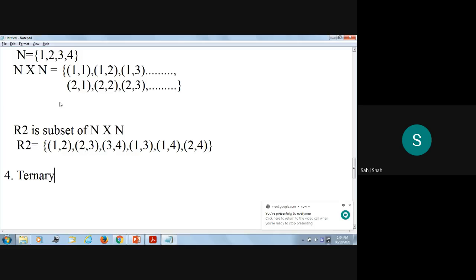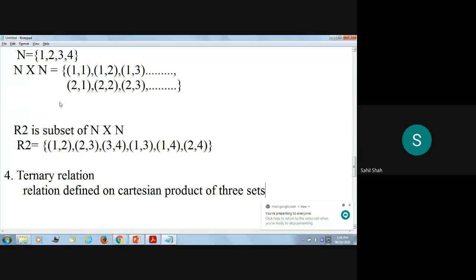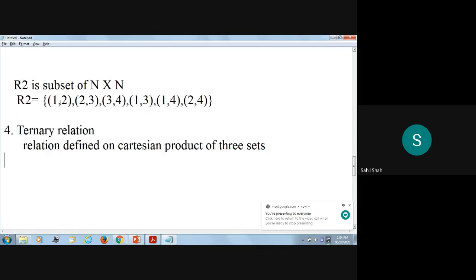Next one, ternary relation. So what will be a ternary relation? A relation defined on the Cartesian product of three sets. Again, the sets could be the same or different, it doesn't matter. Let's have an example of R3. Let me say R3 is a relation. Remember that we will be representing relations using curly brackets. Capital letters will be used for denoting relations. More generally, you should use R, S, T, U likewise for denoting relations.